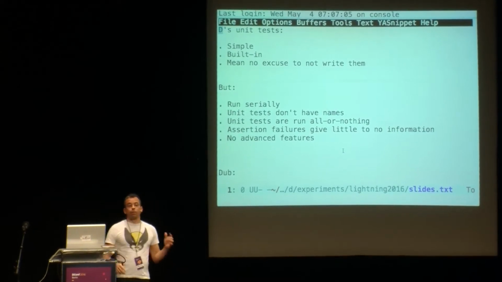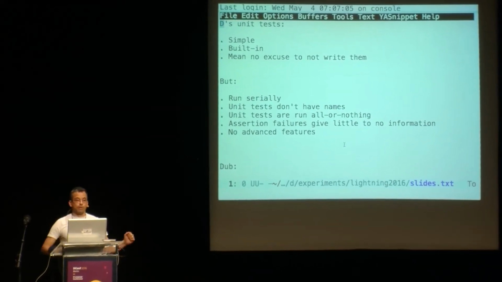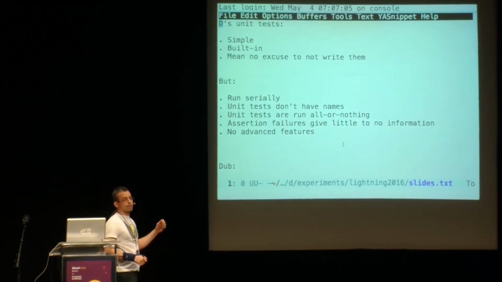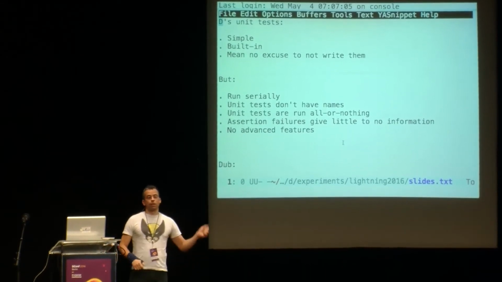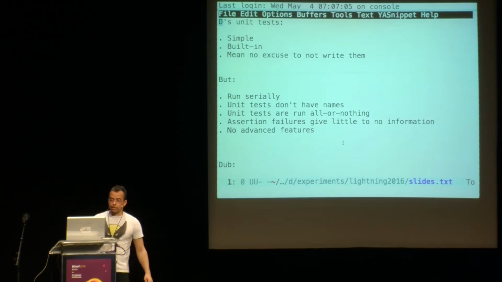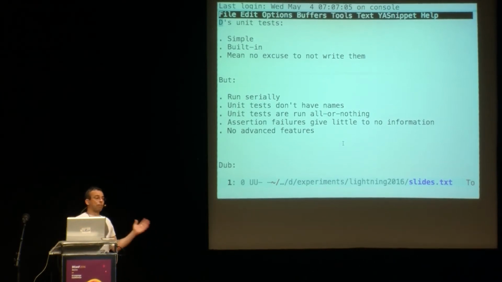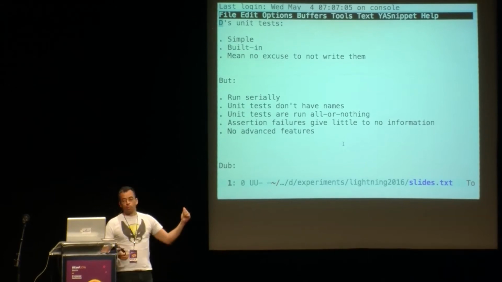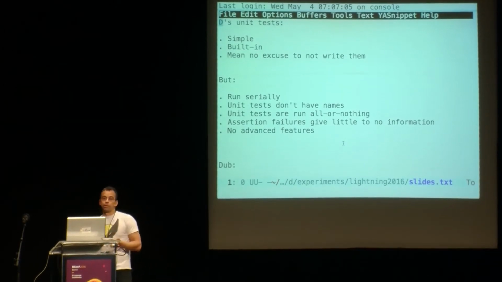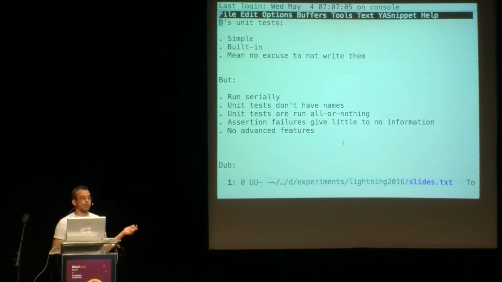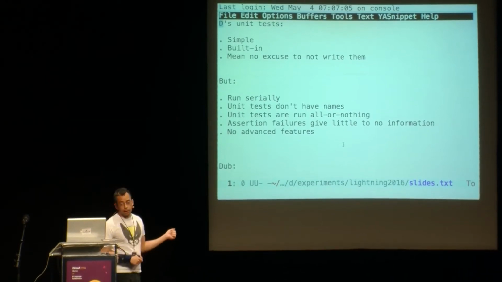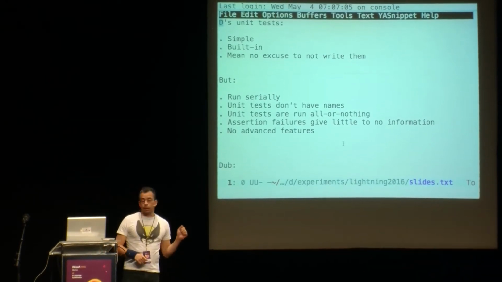Why? They are simple, and they are built in, which means you have no excuse to not write them. If you're writing a script that's 50 lines long, write unit tests, or you should feel bad about yourself, your life, and anything else that may come to mind. Anyway, they're great. But they're not super great. And why is that? Because, well, first of all, they run serially, and it turns out that we've had multiple cores in our CPUs for quite a while now. So they would be great if we could use that.